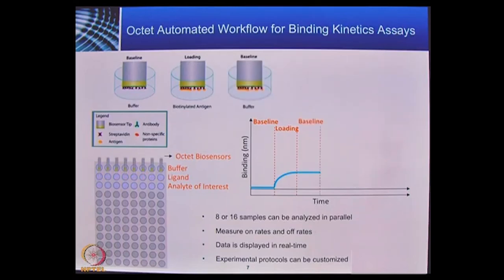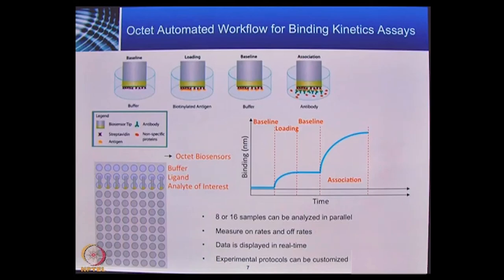Afterwards, the biosensor is moved back to the buffer. Then we can get the baseline before the real interaction happens. As a fourth step of the interaction, the biosensor is moved into the wells which contain the analyte of interest. The analyte of interest will bind to the ligand which has already been immobilized on the biosensor. And from here, we can get the association curve between the analyte and the ligand.